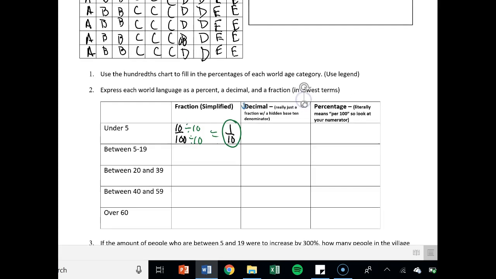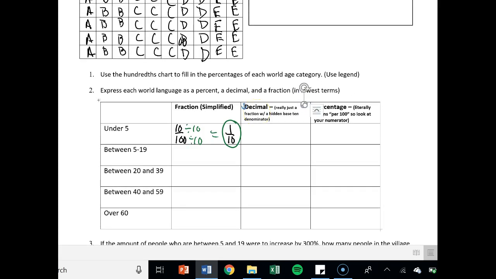Then as a decimal, remember, a decimal is really just a fraction with a hidden base 10 denominator, so 10 over 100, and our decimal is 0.10 or just 0.1, and a percentage literally means per 100, so 10 out of 100, 10%. Right?